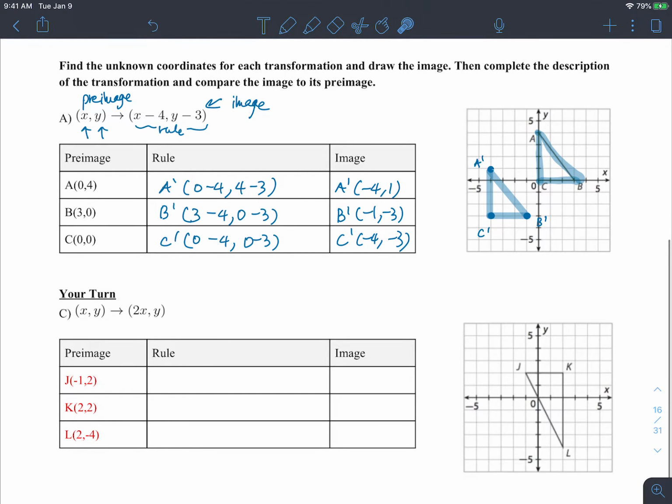Now, if you look at this particular one over here, you're doubling the x, so you're not just moving stuff. You are making something bigger, so generally you would not expect it to be the same shape. All right, guys, pause a moment and take your best shot.